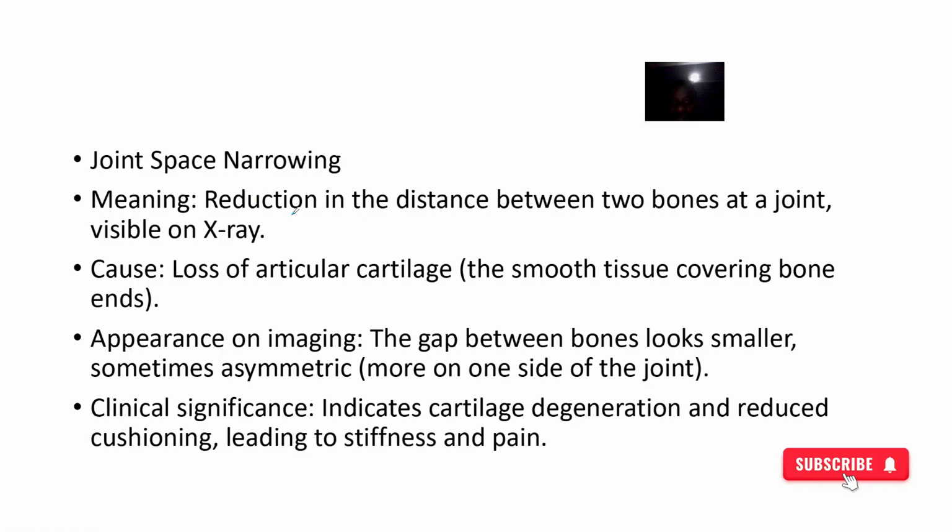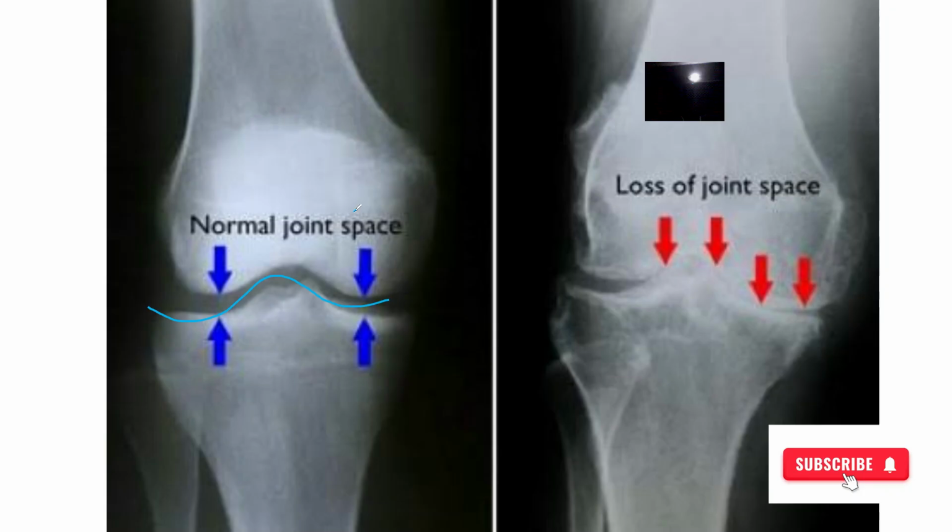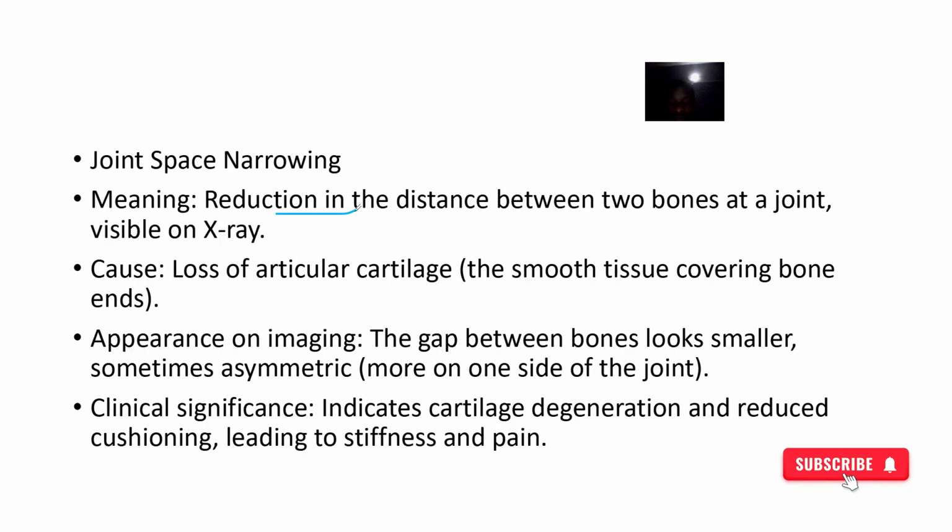So what is joint space narrowing? It just refers to a reduction in the distance between two bones at a joint, and it's usually visible on x-rays. Okay, because usually it is due to what? Articular cartilage, the smooth tissue covering the bone ends.